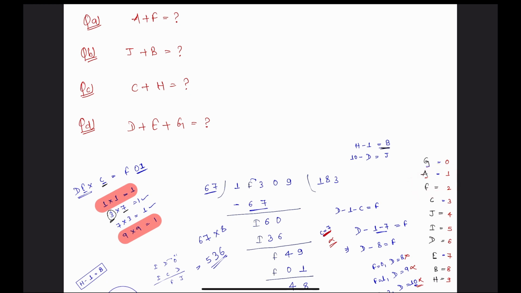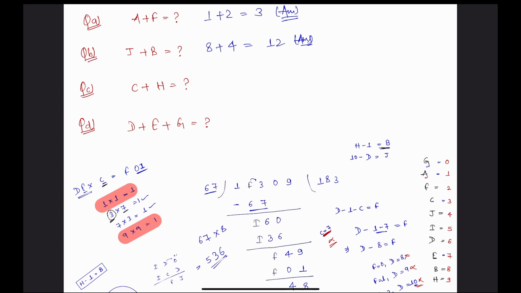1 plus 2. The value of the first one is nothing but 1 plus 2 equal to 3. Answer. Similarly, J plus B is 4 plus 8, which is 12. Answer.